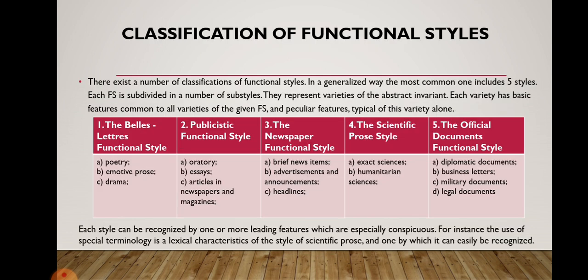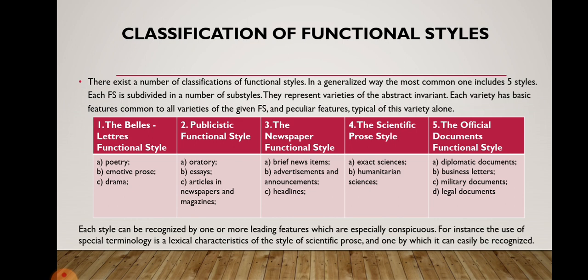If we speak about the classification of functional styles, first of all, we should say that there exist a number of classifications, and some of them are quite different, but most of them are similar. In a generalized way, the most common one includes 5 functional styles. Each functional style is subdivided into a number of substyles. They represent varieties of the abstract invariant. Each variety has basic features common to all varieties of the given functional style and peculiar features typical of this variety alone.